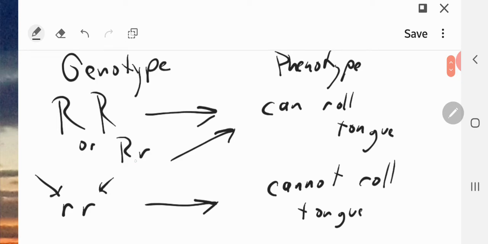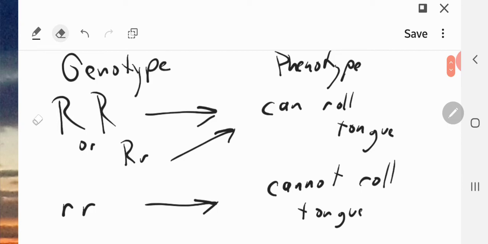So if the parent has big R, little r, well, maybe in their sperm or egg they'll put the big R in there. Or maybe they'll put the little r in there. And it all depends. It's mainly random. There's lots of stuff going on. But you can see that the genotype will influence the offspring. And it influences the phenotype.